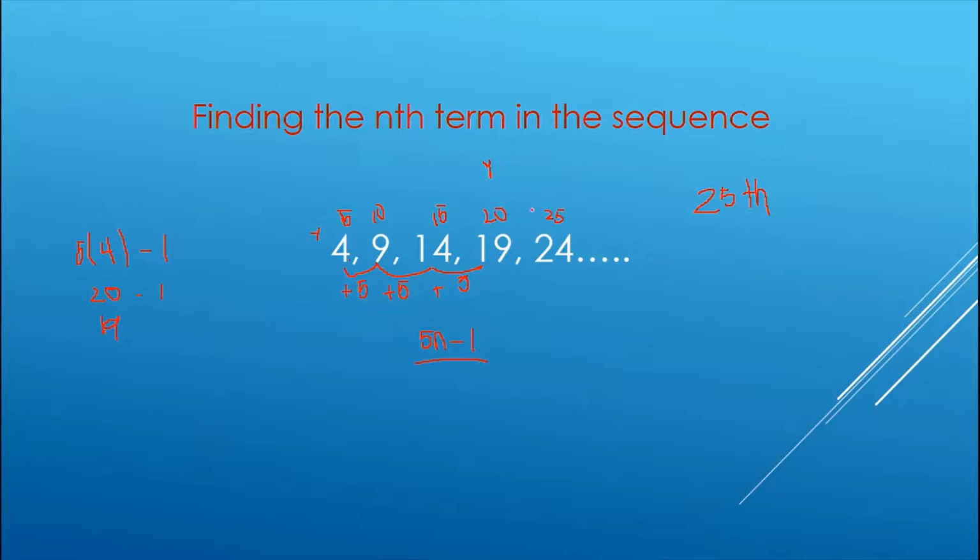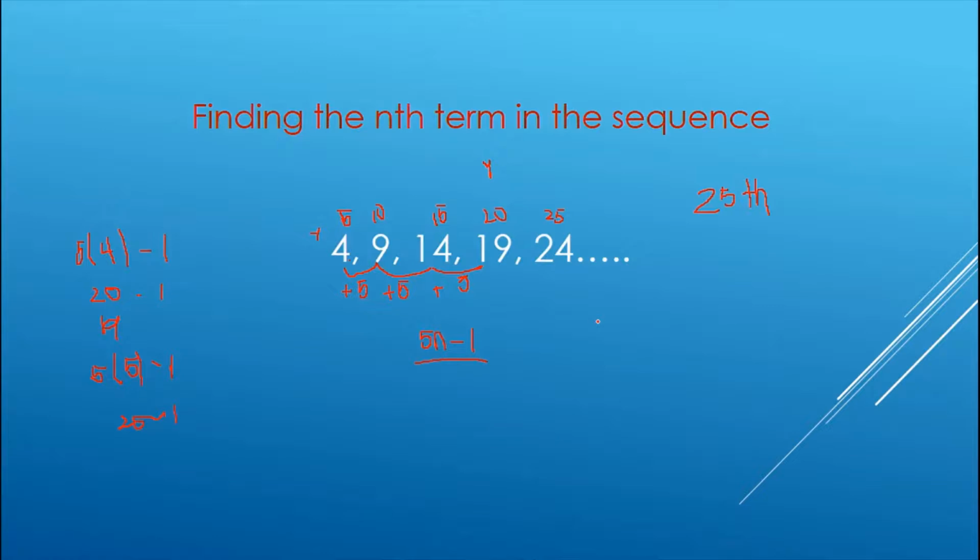Let's try another example. 24 here is the 25th term. Let us substitute and use our formula. 5 times, the fifth term, which is the n, minus 1. So 5 times 5 is 25, and 25 minus 1, the answer is 24. So I guess our answer here is correct. So the formula that we are going to use to find the 25th term is 5n minus 1.